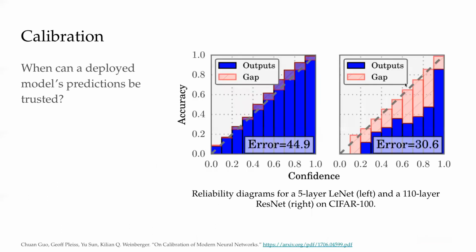Okay. One last thing, which we've already sort of covered, which was calibration. Asking the question, when can a deployed model prediction be trusted? These are two different examples, a 5-layer ResNet and a 110-layer ResNet, trying to make predictions on CIFAR-10 images, and we are tracking how often they are correct based on what confidence they predict. You can see that the 110-layer ResNet is reliably underconfident, and the 5-layer net is reliably overconfident.